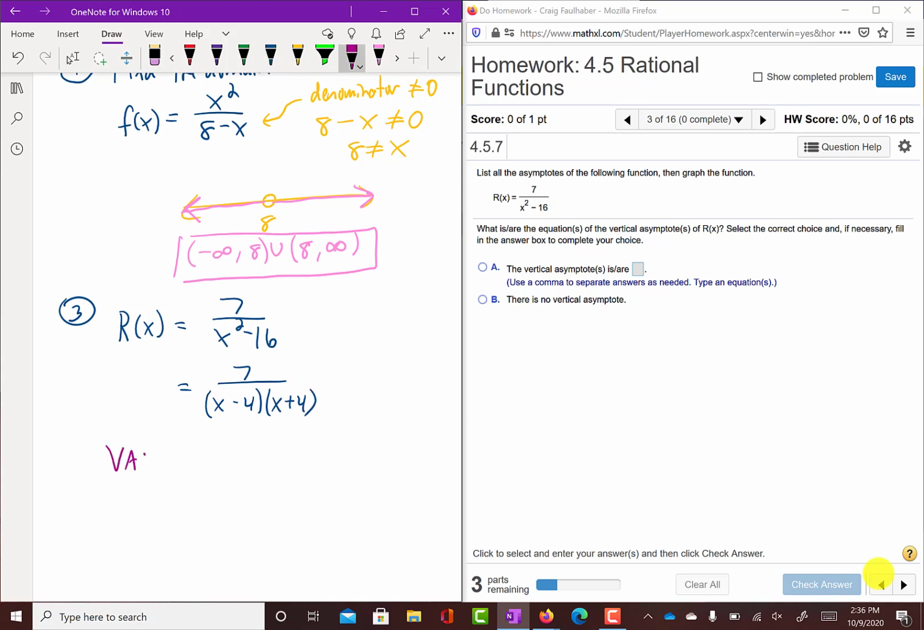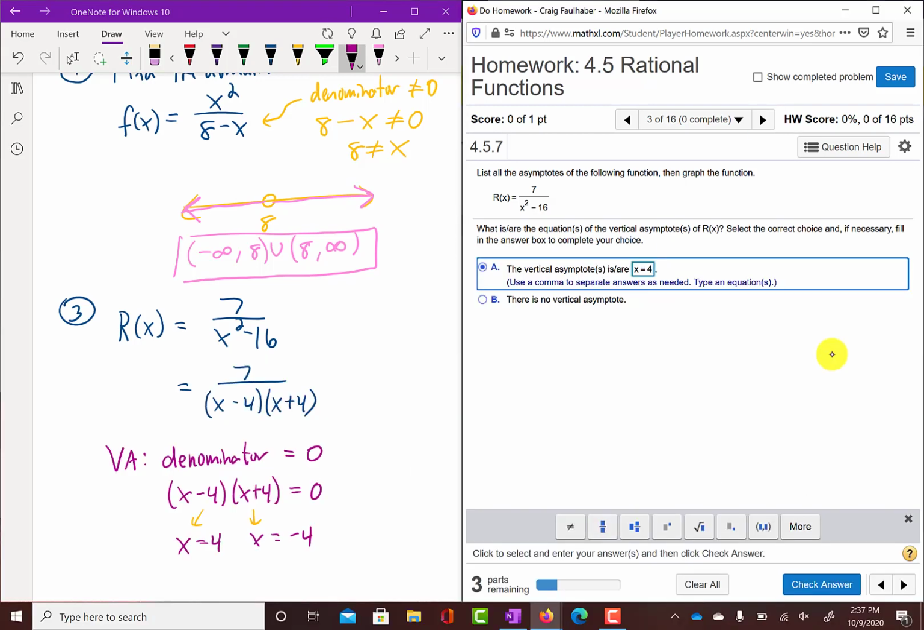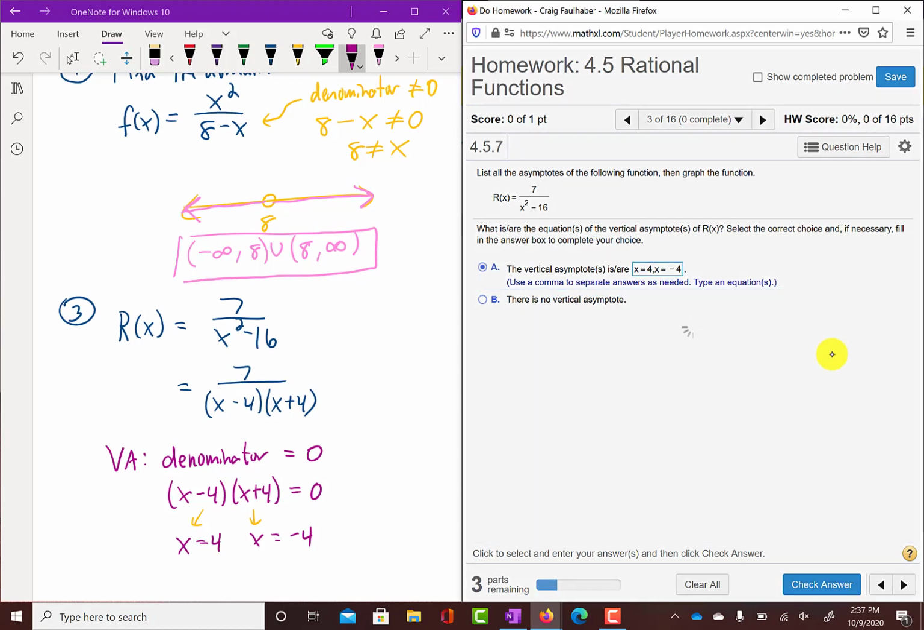To find those vertical asymptotes, we're going to set the denominator equal to 0. Now we have two factors multiplied by one another, set equal to 0, so we're going to split that into two pieces. The first piece is going to give us x equals 4, and the next piece is going to give us x equals negative 4, and those are the vertical asymptotes. x equals 4 and x equals negative 4. You do want the x equals with those asymptotes because vertical asymptotes have to be vertical lines. And the equation of any vertical line is x equals something.